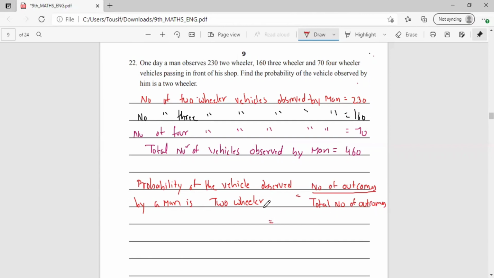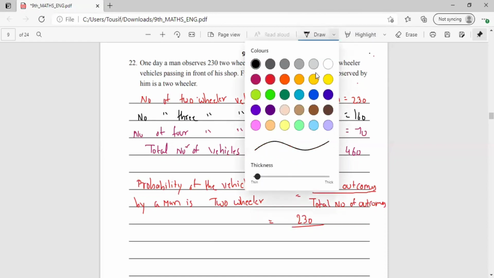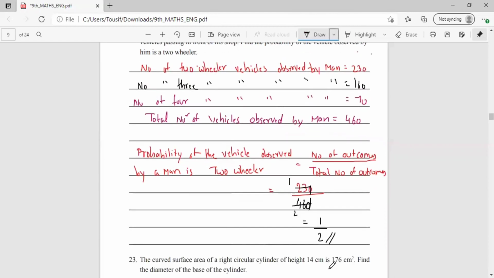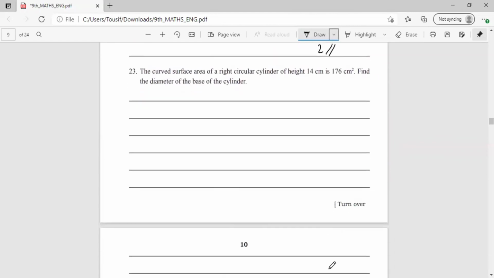How many two-wheeler vehicles were observed by the man? That's 230. And how many vehicles are there in total? Total vehicles are 460. It's very simple to cancel. Zero, zero cancel; 23 ones are 23, 23 twos are 46. So what is the probability? That is 1 by 2. That's it for this question. Moving to the next one, the 23rd one.